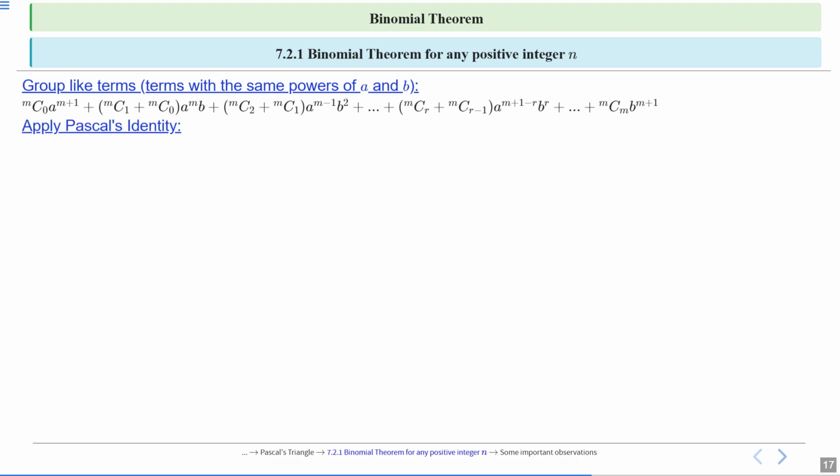Now apply Pascal's identity. We know nCr + nC(r-1) is equal to (n+1)Cr. Therefore, mCr + mC(r-1) is equal to (m+1)Cr.